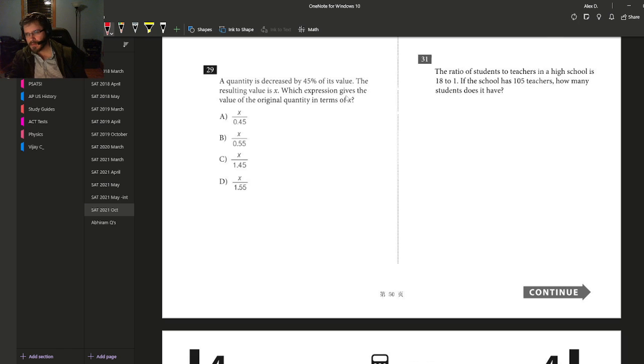Quantity decreased by 45% of the value, so 0.45 decrease is 0.55 remaining. Value of the original quantity in terms of x. Okay, so x is what remains. So when quantity P is decreased by 45%, 55% remains. The resulting value is x. So 0.55 P equals x. P is x over 0.55. Do the math. Figure it out.